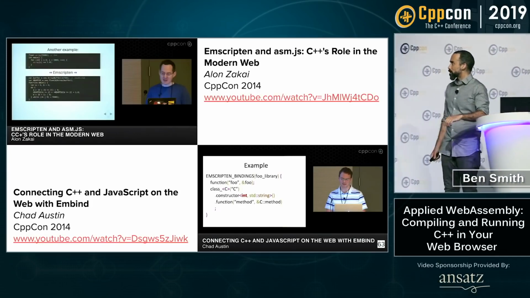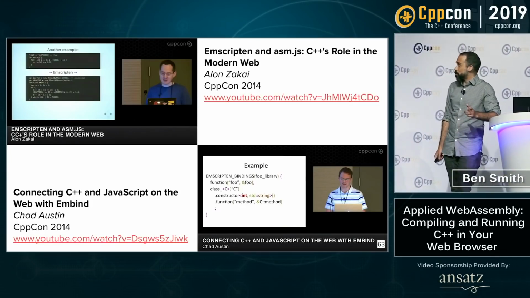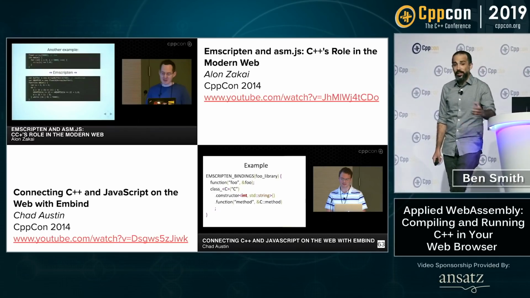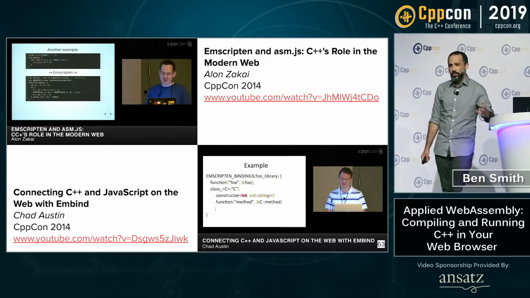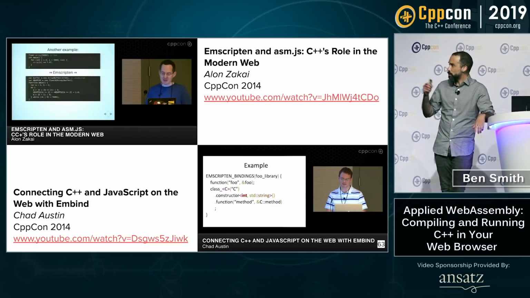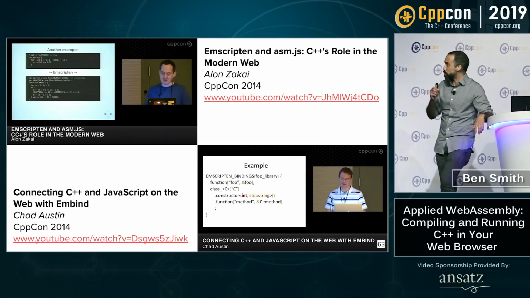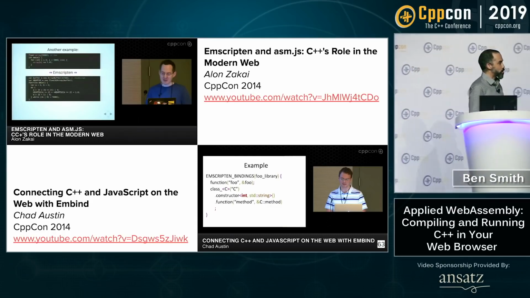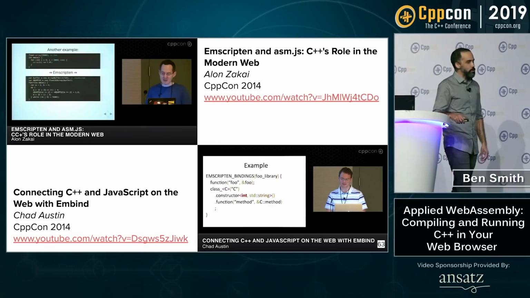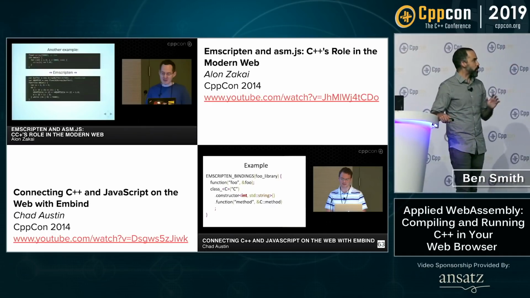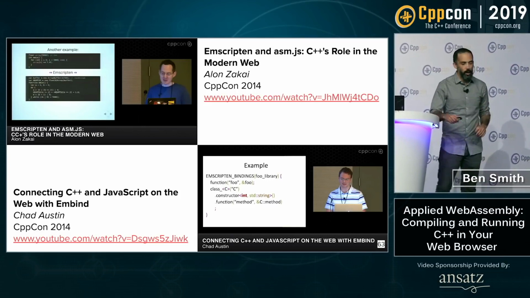Just one more thing about Emscripten. This was actually presented at CppCon as well. So Alon Zakai talked about it back in 2014. And actually, Chad Austin presented on it as well back in 2014. Back then, they were using it to produce asm.js, which is kind of like a precursor to WebAssembly. But a lot of the things from these talks are still true, and you can still use it. So you should go back and watch those talks if you're curious about this. And of course, there are many, many resources online to find out a lot more about how Emscripten works.